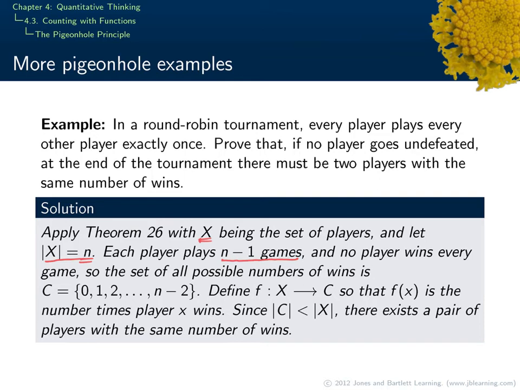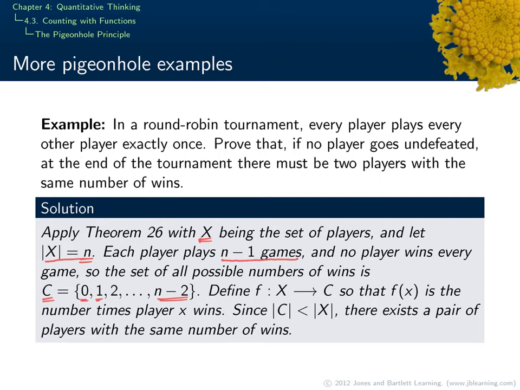And no player wins every game, so the set of possible numbers of wins for any given player is in this set C. It could be 0, it could be 1, it could be anything up to N minus 2. It can't be N minus 1, because if there were N minus 1 wins for a player, then that player would be undefeated. And we're assuming that no player goes undefeated.